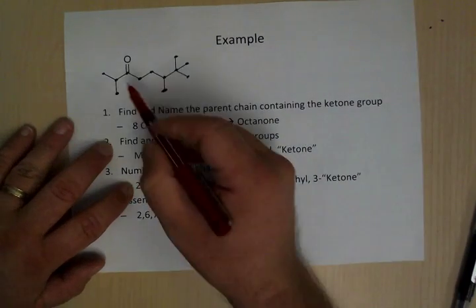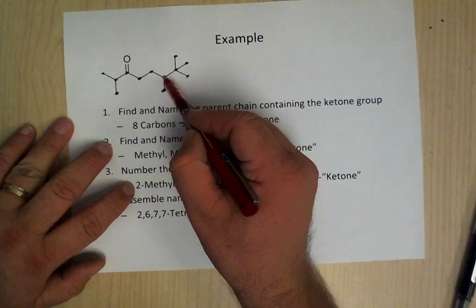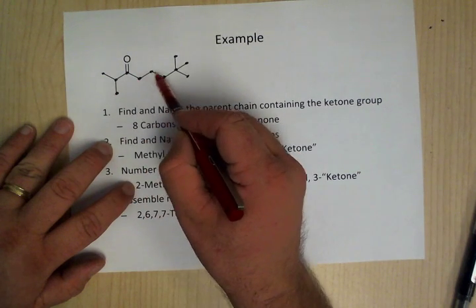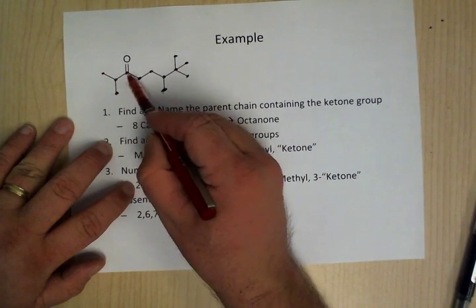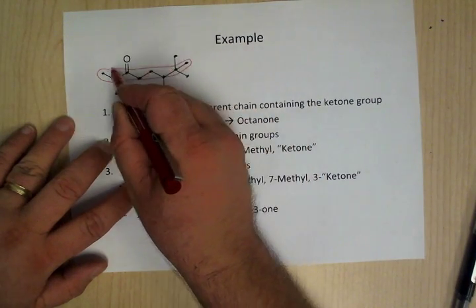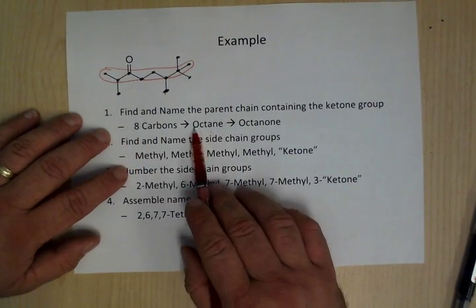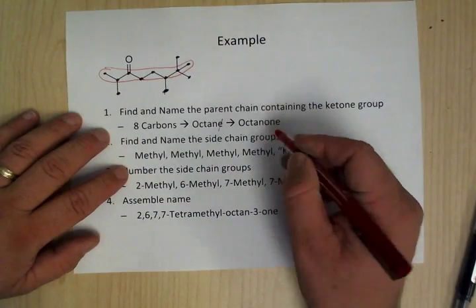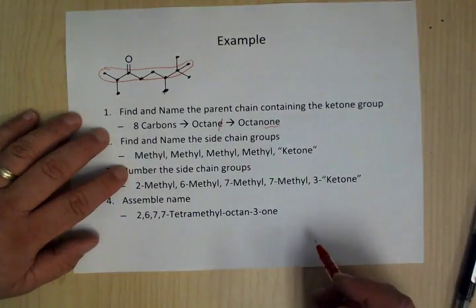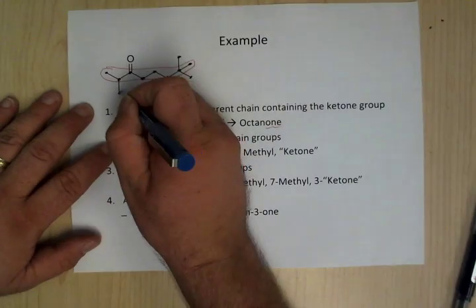Okay, so here we go. It's going to be 1, 2, 3, 4, 5, 6, 7, 8. It looks like it's going to be 8, so I'm going to take the middle ones. So it's 8 carbons, so it's an octane. We're going to take off the E, and we have an O-N-E, so it becomes octanone.